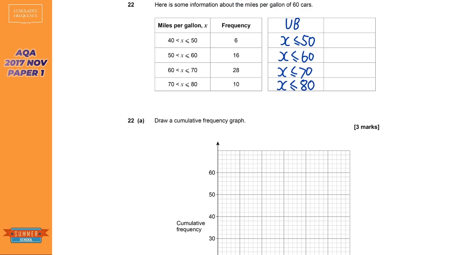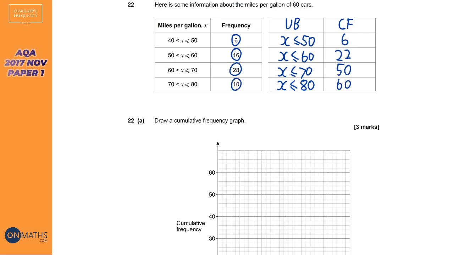This next column is the cumulative frequency column. And we're looking at all the x values less than 50. Well, that's just 6. But for the next one, it's the 6 plus the 16. So we do 6 plus 16 and we get 22. Then we're going to add on the 28 to that 22. So we're just adding on as we go down, and that's 50. Then we're going to add the 10, and that's 60.